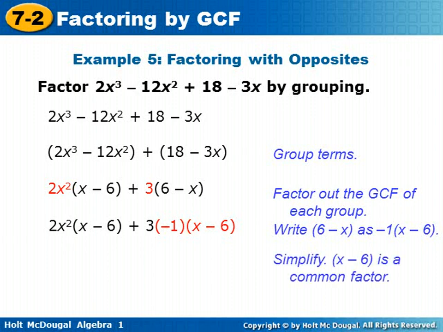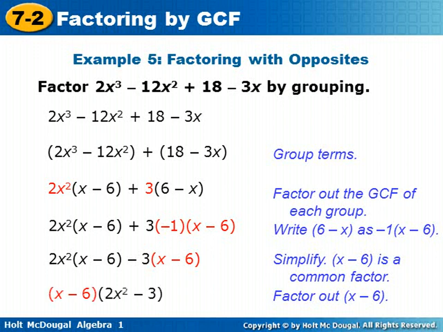So now we can factor out the x minus 6 because it's the same. The positive 3 we had originally pulled out has now become a negative. So we have 2x squared on the outside times x minus 6, and now we have negative 3 on the outside times x minus 6. Factoring out the x minus 6, we get x minus 6 times 2x squared minus 3.